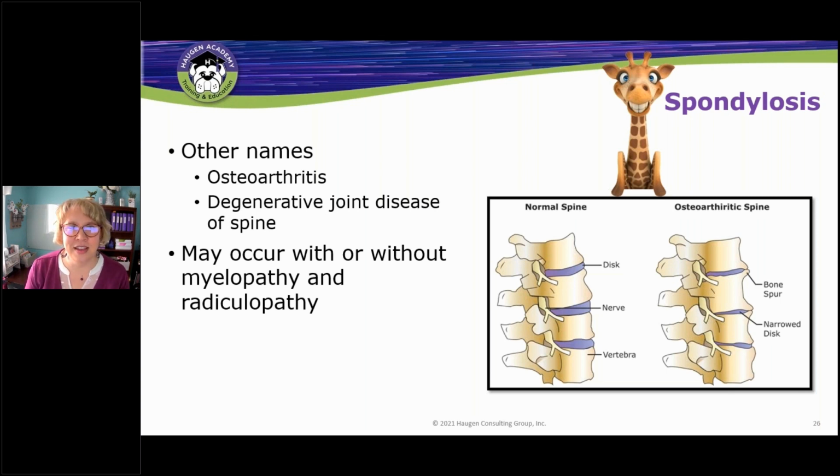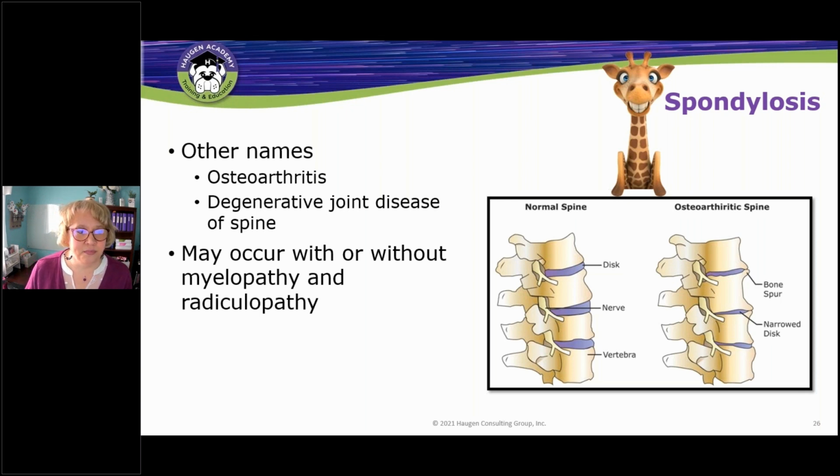But this is just the general breakdown of the spine, and it's something that occurs in people as they get older. I think it's almost impossible to avoid this. And it can occur with or without myelopathy or radiculopathy. And those are terms that become important with CM coding. We have a lot of combination codes throughout the spinal section where myelopathy and radiculopathy are a component of the code, and really understanding what these conditions are, how everything fits together is important.